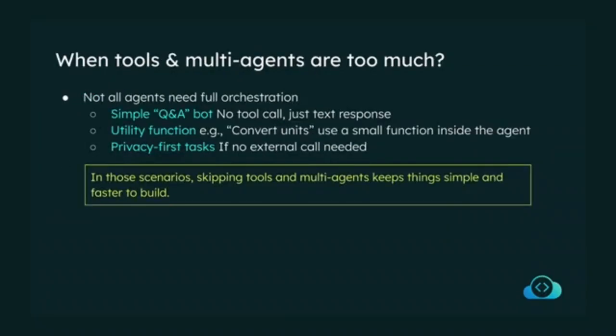Let's finish up this section by talking about when not to use tools, or when tools can be an overkill. So not all agents would need full orchestration, right?